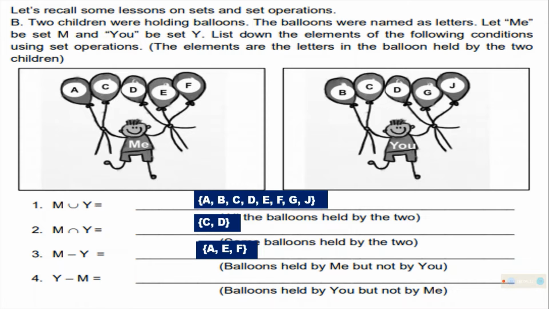Next, number 4. Y minus M. Balloons held by you but not by me. So, the common letters are C and D. So, we delete it. So, ang matitira, B, G, and J.